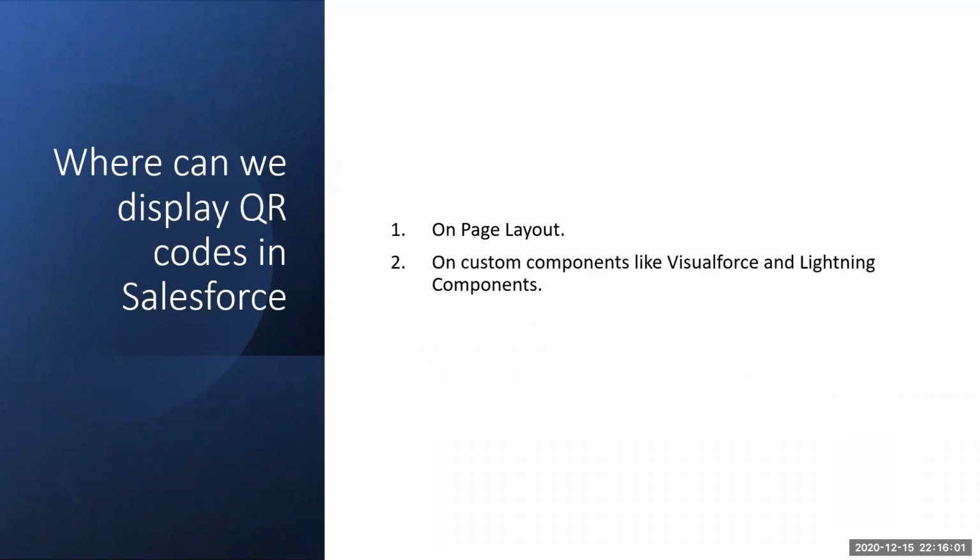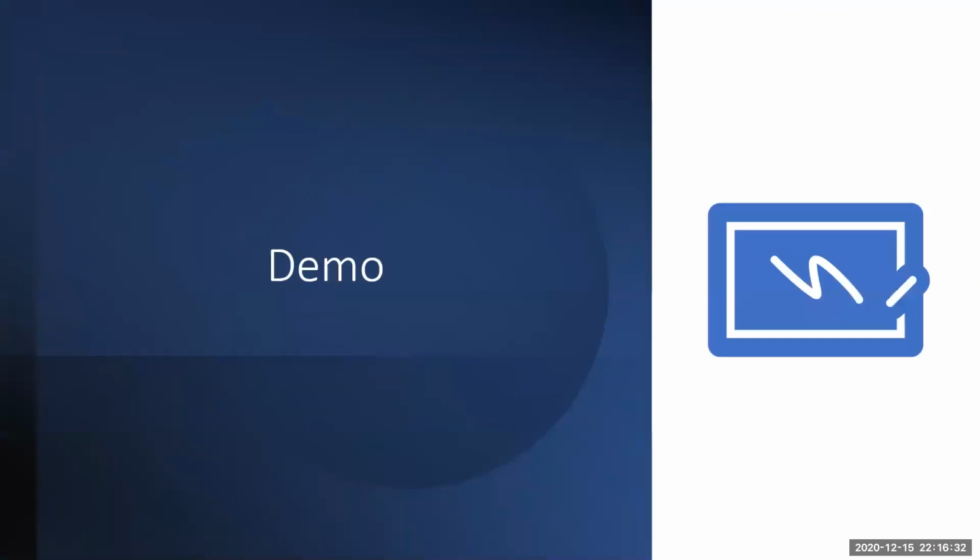Now, since we have seen two ways of how we can create QR codes, we need to think of how we are going to display these QR codes. So some of the ways are you can display the QR code on page layout, or you can use these QR codes within your Visualforce or your Lightning components or even your Visualforce email templates. So now let's have a quick demo on how we are going to accomplish what we have just seen in this slide.